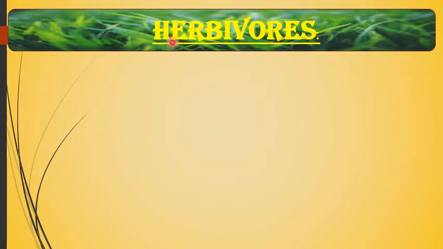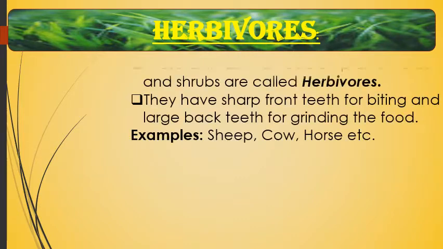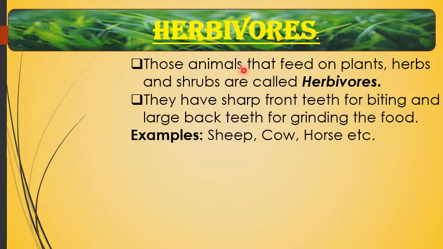So students, do you know why I have decided to put this green background, the background having the grass? Because here we are going to learn about herbivores. What are herbivores? Those animals that feed on plants, herbs and shrubs are called herbivores.